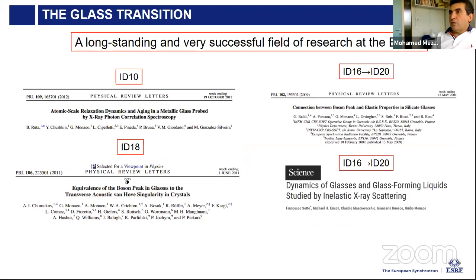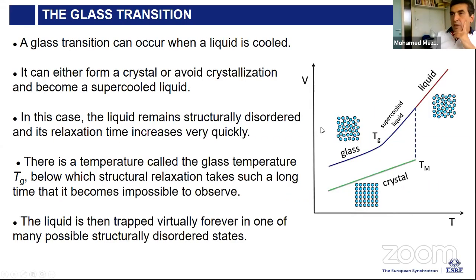The glass transition is a long-standing and very successful field of research at the ESRF. It was performed, for example, at ID10 to do X-ray photon correlation spectroscopy, at ID18 for nuclear resonance scattering, and at ID16. Now ID16 has moved to ID20, but they are continuing this kind of research, for instance, to look at the dynamics of glasses and glass-forming liquids using inelastic X-ray scattering. Okay, what is the glass transition?